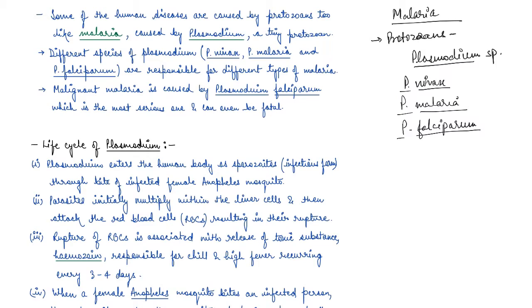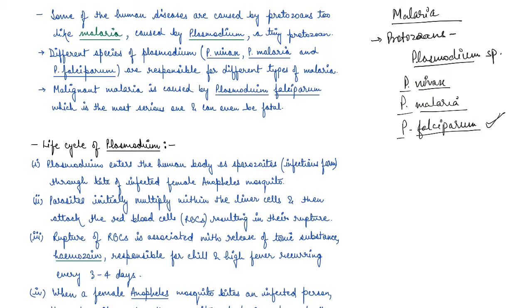These different types of Plasmodium are responsible for different types of malaria disease. Of all of these, malignant malaria, which is caused by Plasmodium falciparum, is the most serious one, and it can be fatal as well. So remember that the one caused by Plasmodium falciparum is the most fatal one. So let's first see what the life cycle of Plasmodium is, to understand how the disease occurs.